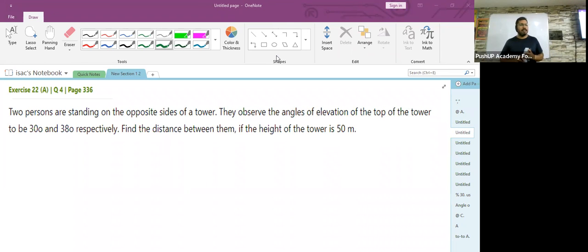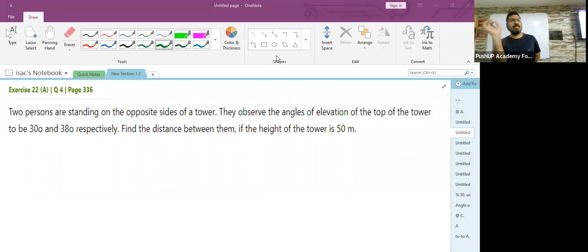Two persons are standing on the opposite sides of a tower. They observe the angles of elevation of the top of the tower to be 30° and 38° respectively. Find the distance between them if the height of the tower is 50 meters. Okay.